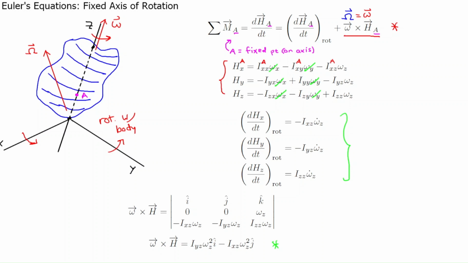So all we really need to do now is put all of these together to come up with the sum of the moments about our point A, whatever that point happens to be on our axis. It's worth pointing out here that because we don't necessarily have principal axes, due to whatever the axis of rotation happens to be, we still have non-zero products of inertia that you see here, both in the time derivatives and in the cross product. So let's put those all together.